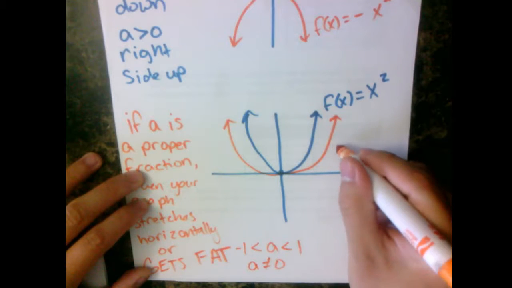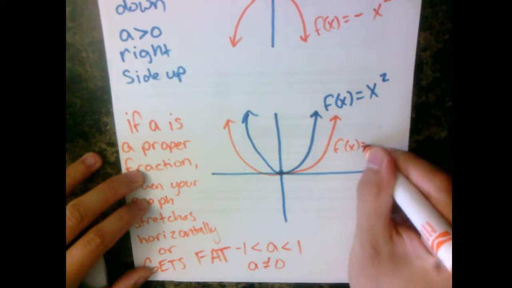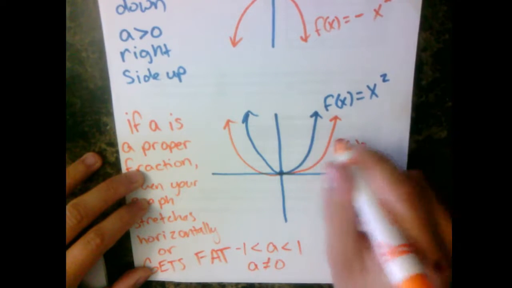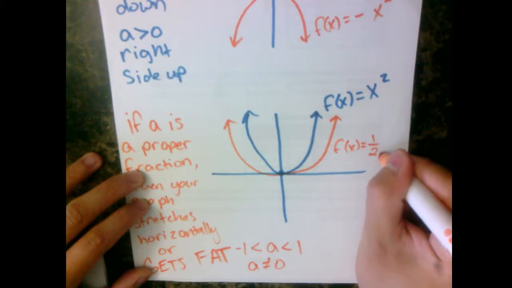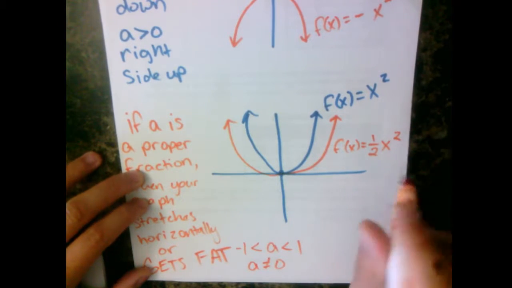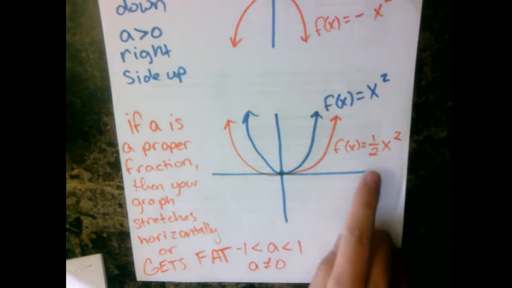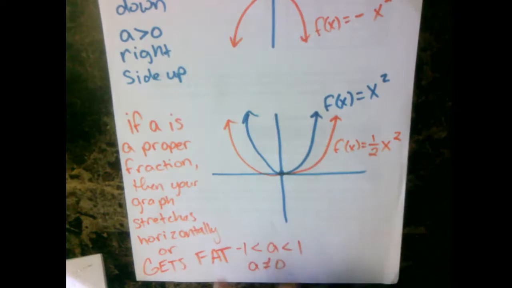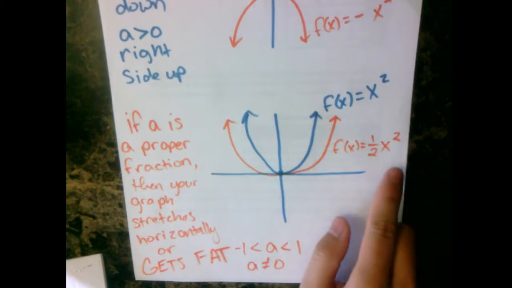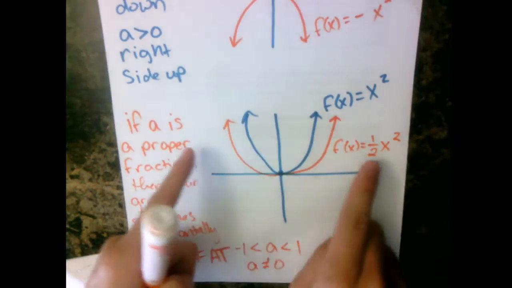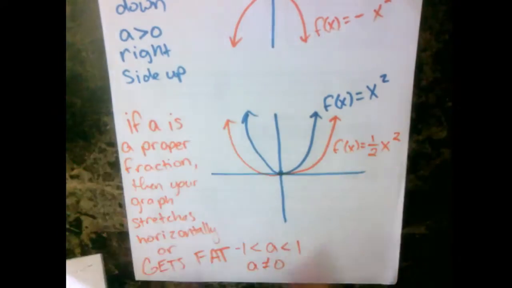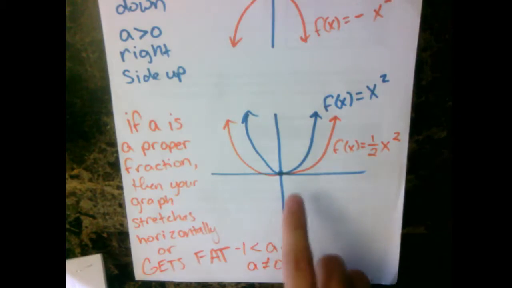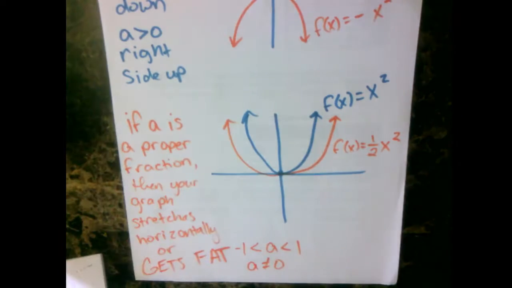Okay? And this orange one's going to be f of x equals, I don't know, it's about twice. So that's about 1/2 x squared. The bigger this denominator is, the fatter your graph is going to be. So if this were like 1/100th x squared, then we'd have a super fat graph that definitely wouldn't fit on my paper. That was actually really small. It should be even bigger, but you get the idea.